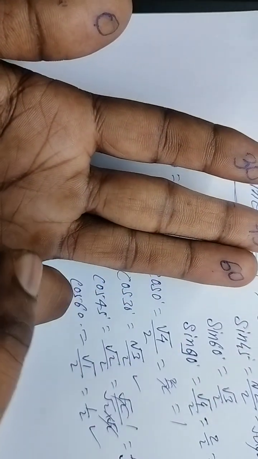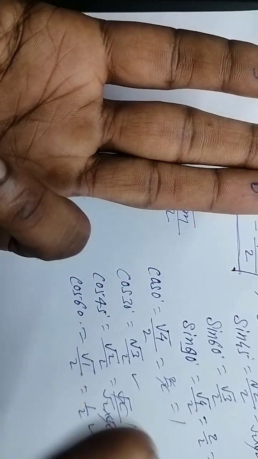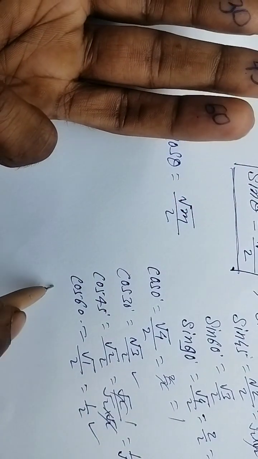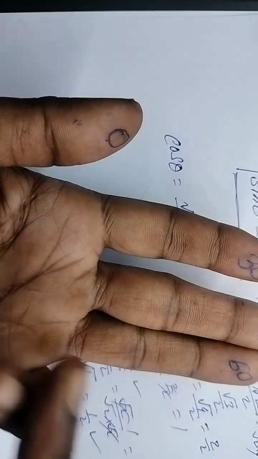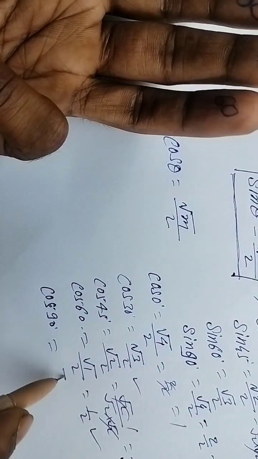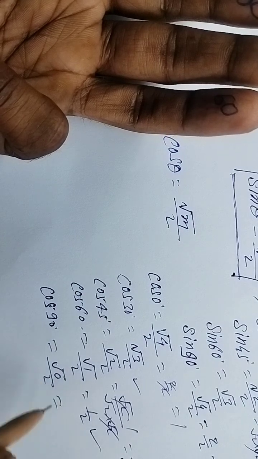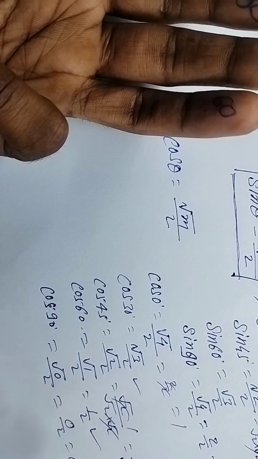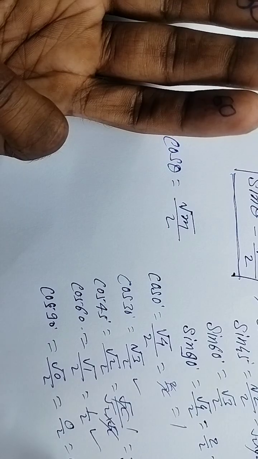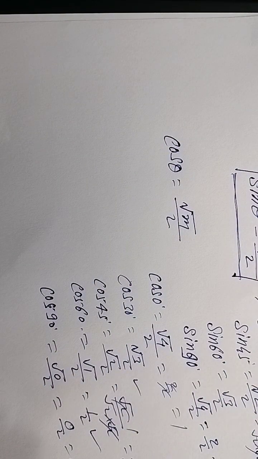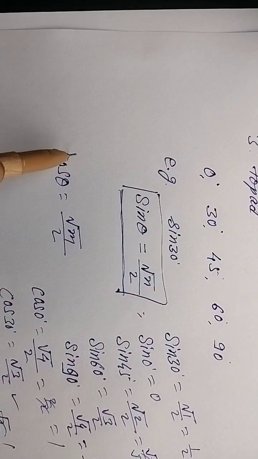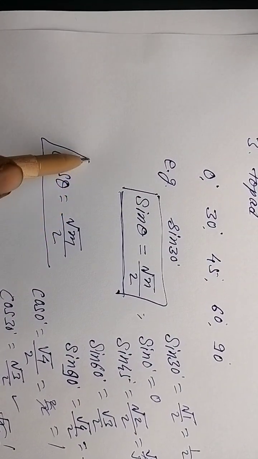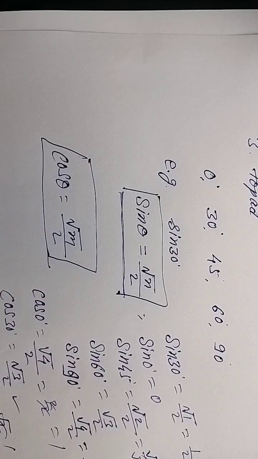Now the value of cos 90. How many fingers here? That is 0. For cos 90 degree, we bend this. How many? 0. Put the value of m, that is 0 upon 2, which is equal to 0. Now cos 90, the value of cos 90, we get 0. So simply remember this formula: cos theta is equal to root m by 2.